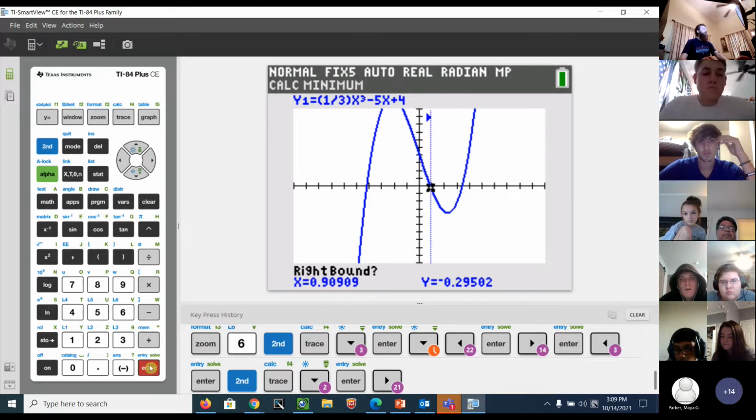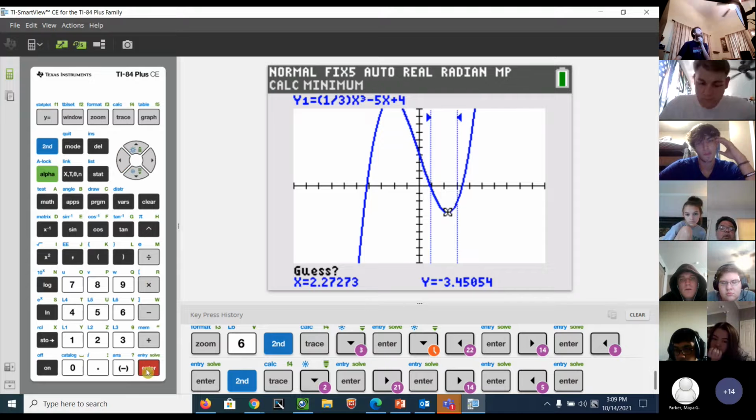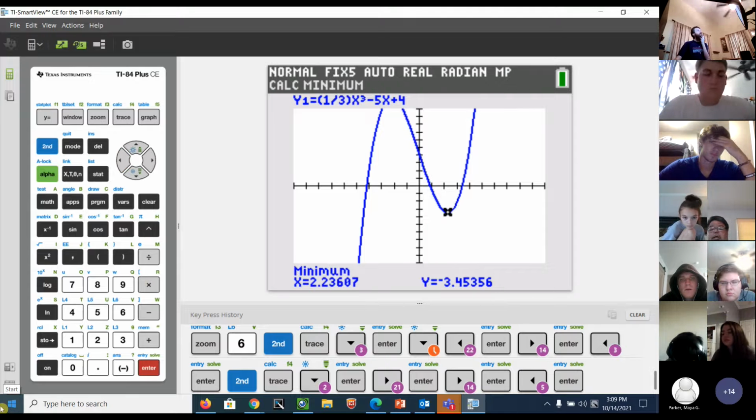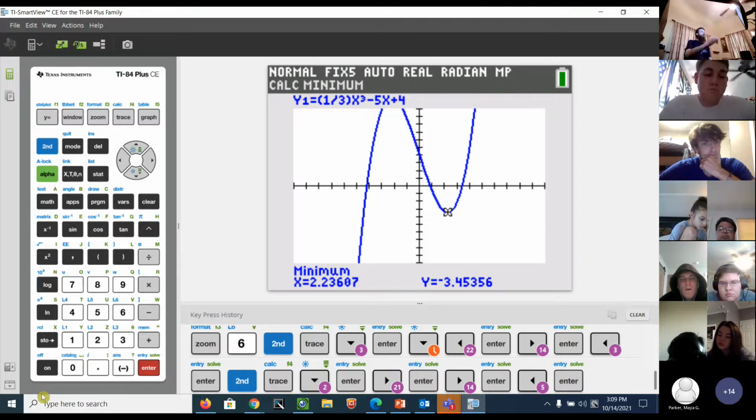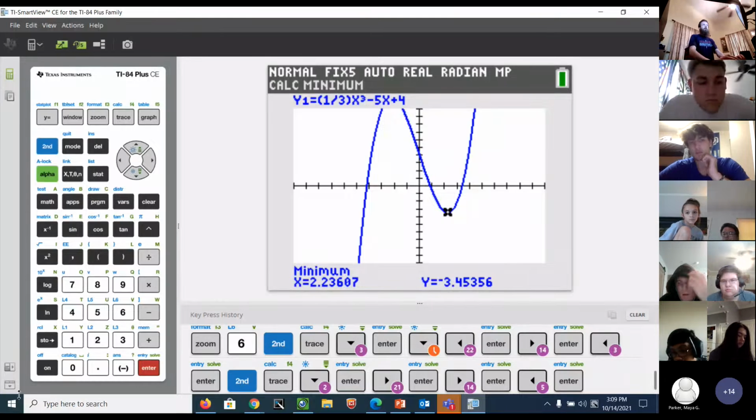And the other one, second trace minimum, and there's the left, and there's the right. 2.23607. And a minute for that to happen. This is going to be about the same probably. Nope, negative 3.45356. Now, those are the points where the slope is zero.